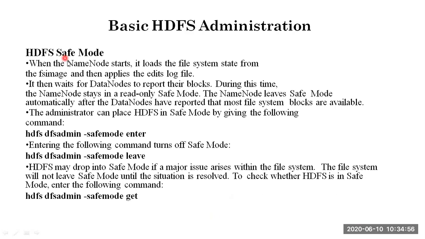So what does safe mode do? When the name node starts, it loads the file system from the FS image, applies updates from the edit log file, and then it waits for the other blocks. During this time, the name node stays in a read-only safe mode. When it leaves safe mode, the data nodes report which blocks are available.